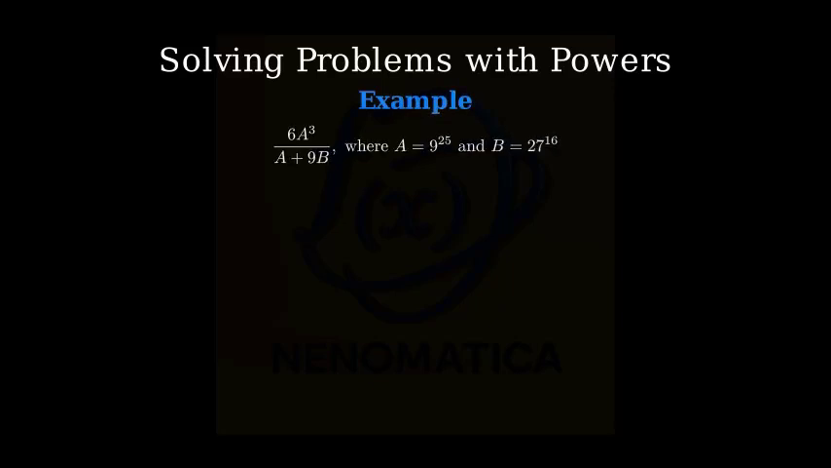Welcome! In this video, we'll solve a problem involving powers and find the result in standard form. Let's look at our example. If a equals 9 to the power of 25 and b equals 27 to the power of 16, we need to find the value of 6a cubed divided by a plus 9b. Let's start by substituting the given values of a and b into our expression.